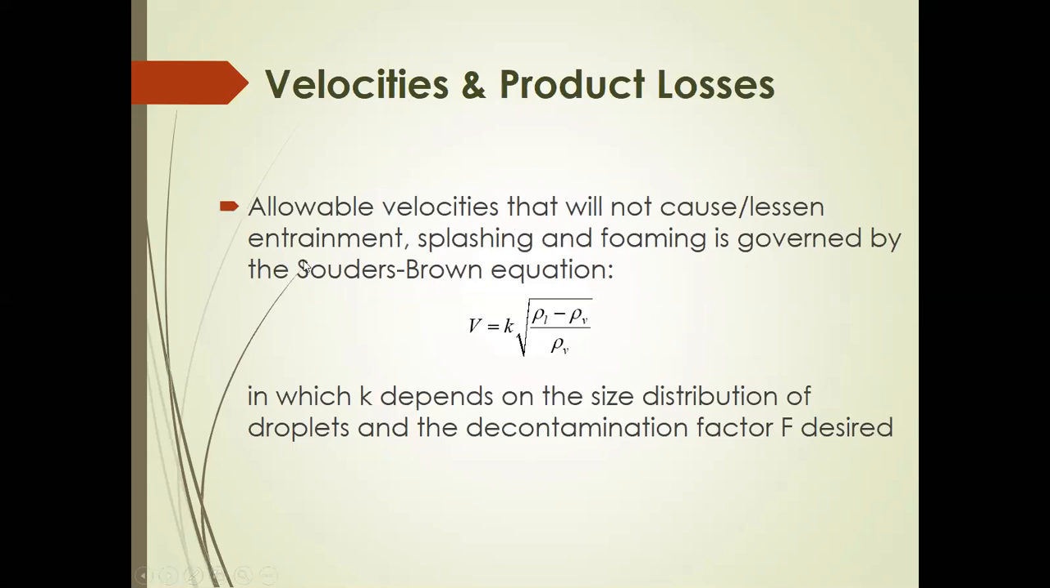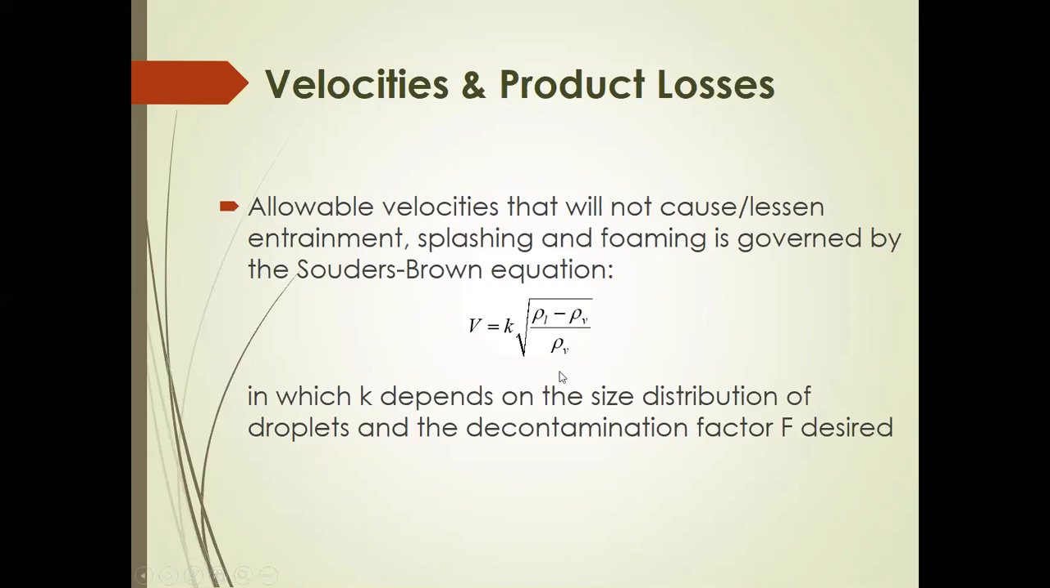Now, in terms of the phenomena of entrainment, which I have mentioned already in the first set of slides, there is this corresponding allowable velocity that, if it will not totally eliminate the problem of entrainment, will not cause it, or will lessen the problem of entrainment. And this particular equation is by Saunders-Brown. So it gives you the formula here for determining the allowable velocity that will lessen entrainment or that will not cause it totally. So not only entrainment, splashing and foaming can also be addressed if velocity is contained up to this value.